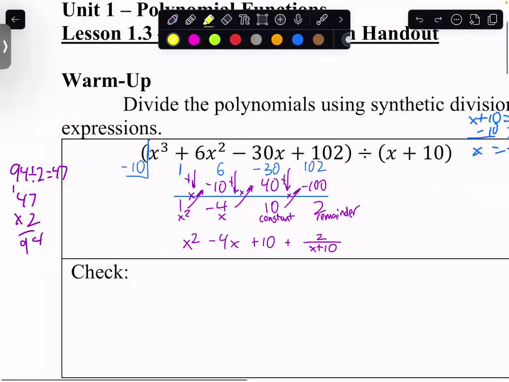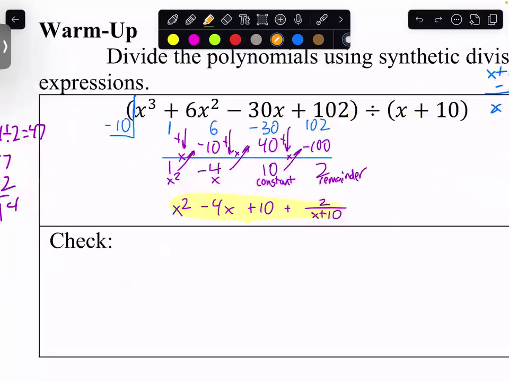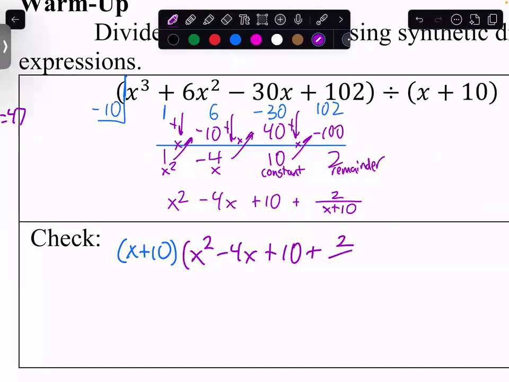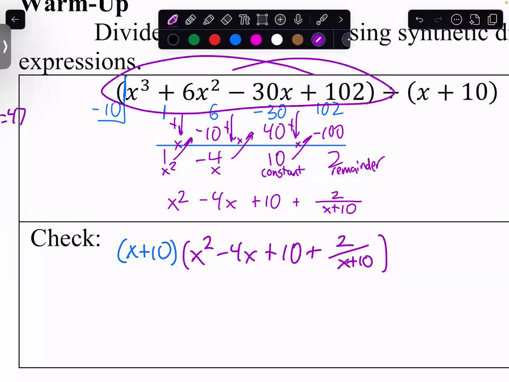Okay, so in this case, we would multiply the division answer by the thing we divided by to see if it equals the initial value. This one's going to be a little bit tricky because we haven't really multiplied by fractions like this before. So I'll show you how you can do this. You've got x plus 10 and then times what we think is the answer. Okay, and our hope is that this will equal that.